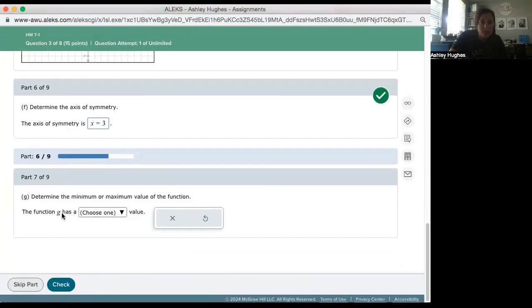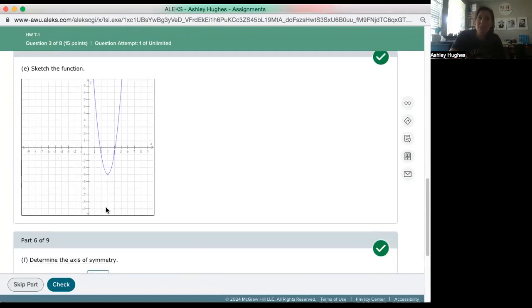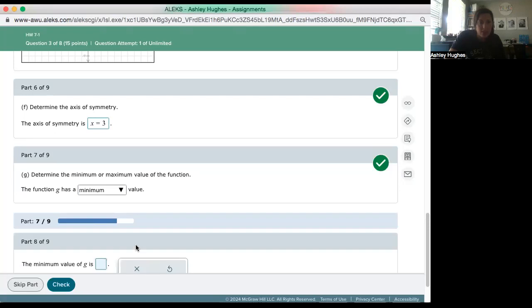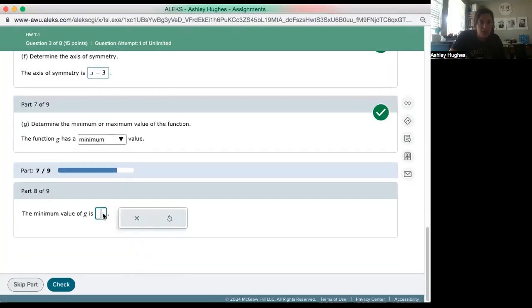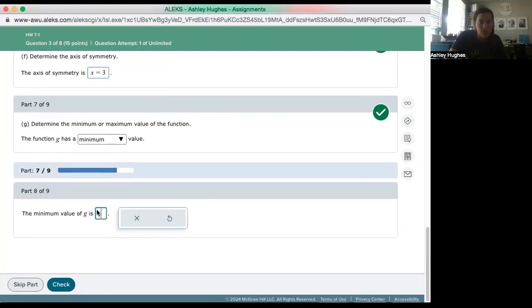And then determine the minimum or maximum value. Okay, so if the parabola opens up, it has a minimum. If the parabola opens down, it has a maximum. And that is the same as the vertex. So this guy has a minimum, and so we can check that. And then what does it ask? The minimum value of g is. Now that's going to be how low it goes, so it's looking for the y value. What is the minimum value? How low is this y value? It is negative 4. So we're going to just type in negative 4.